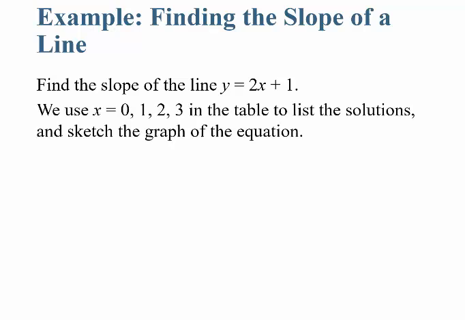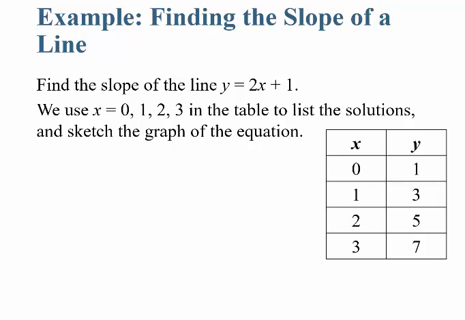First, to find some ordered pairs, we can use x is equal to 0, 1, 2, and 3 in a table and list the solutions. And then we want to sketch the graph and see what we notice. So I've done this for you over here. When you plug in 0, you get 2 times 0 plus 1, then y is 1. When you plug 1 in, you get 2 times 1 is 2, plus 1 gets you 3, and so on.